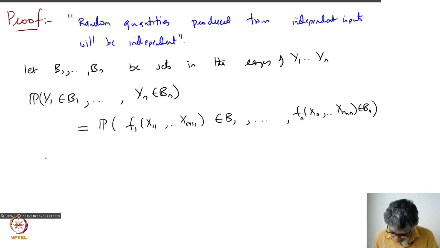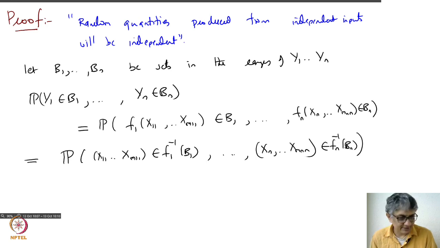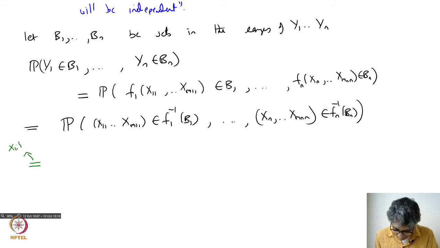Now this is the same as the chance that, looking at each of these events, X_11 up to X_{m_1 1} is in f_1 inverse of B_1, all the way up to X_1n through X_{m_n n} is in f_n inverse of B_n. That's just a standard pattern. Now you know that the X_ij are mutually independent.